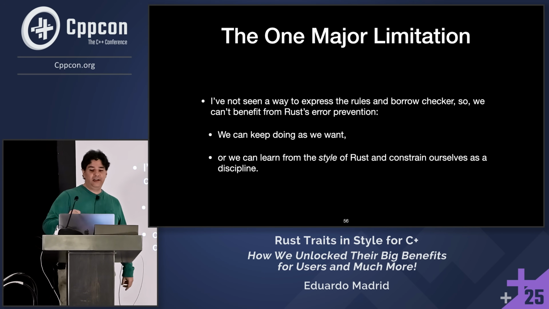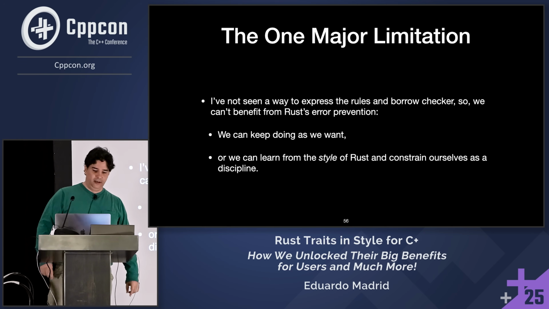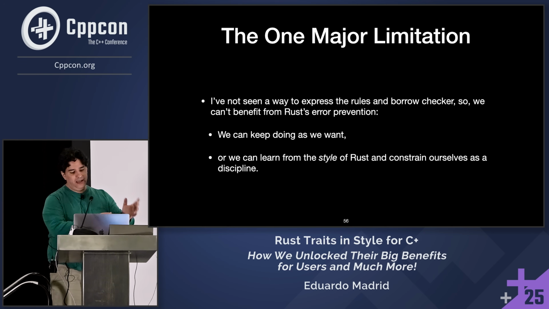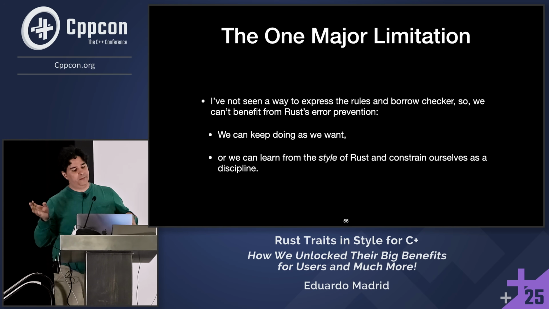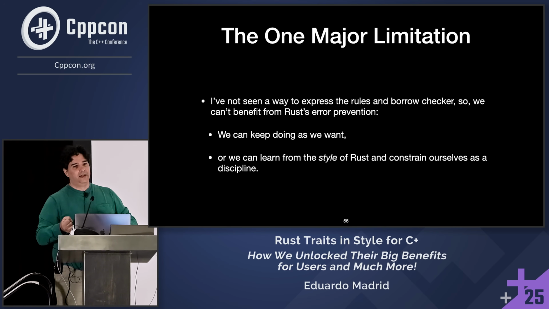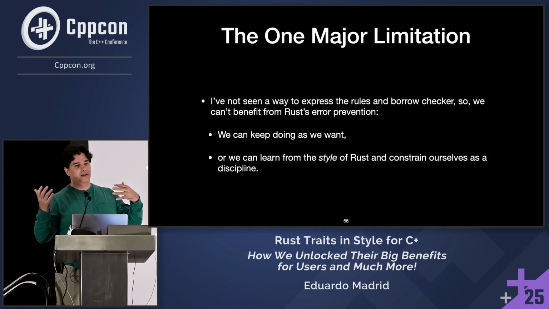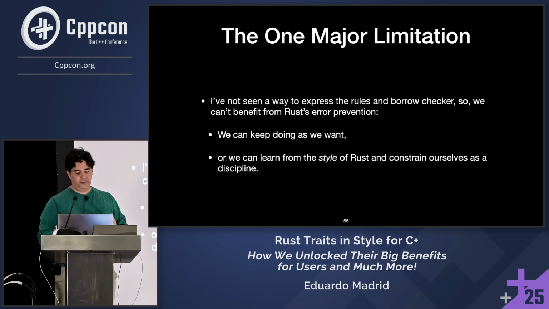There is one major limitation that we have that I cannot help, or I don't know how to help. I haven't seen a way to express the rules and the borrow checker so that we can benefit from Rust's error prevention. This is a feature of the language, and synthesizing the feature of the language in C++ via user code is doable, but it requires a very serious amount of work to make something that is practical to use.